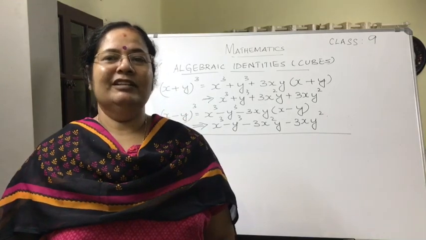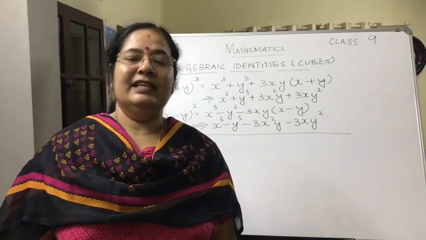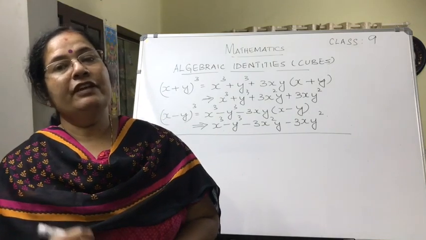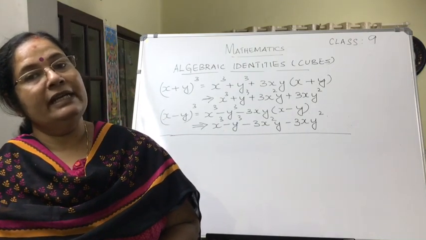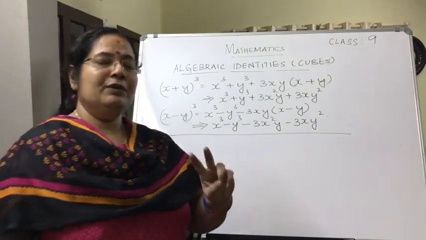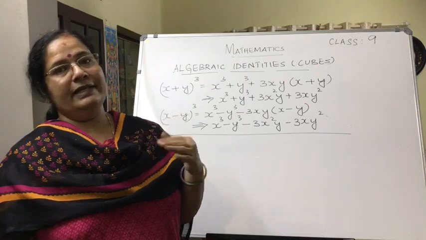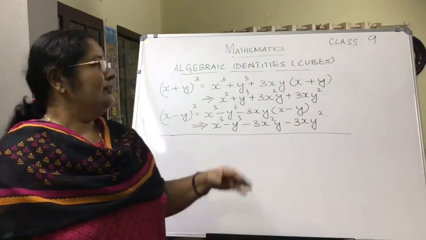Hello dear children. Last class we have seen the algebraic identities related to squares. So today we'll be learning about the algebraic identities related to cubes. We have just two identities to learn and this is quite new for you. You have not learned these cube identities in the previous classes. Now just see the identities.